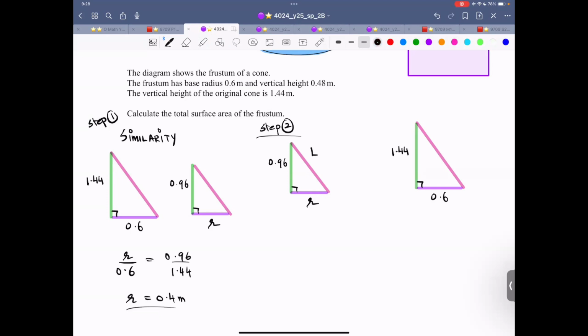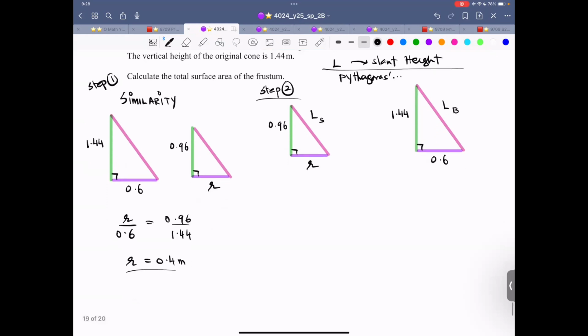This is the arc length, small. Sorry, not the arc length, the slant height. L is the slant height, and this is big. So L is the slant height. And now it's an application of Pythagoras theorem. So L squared is equal to 0.96 squared plus R squared. R is 0.4. R is found.